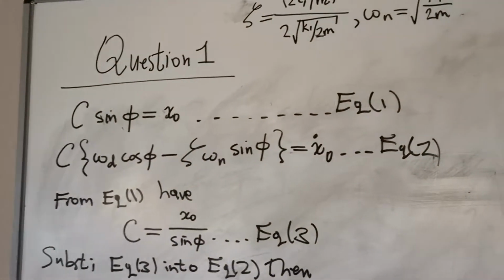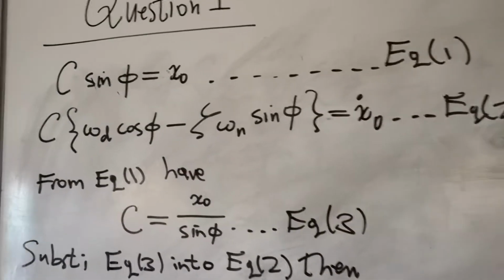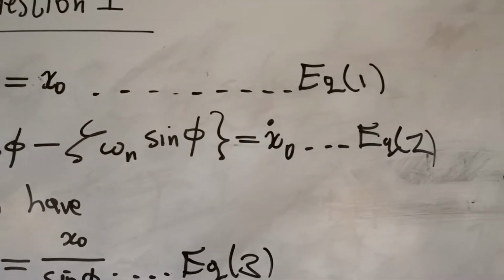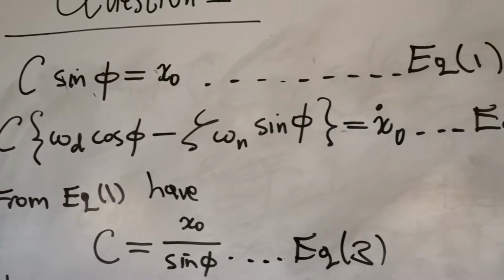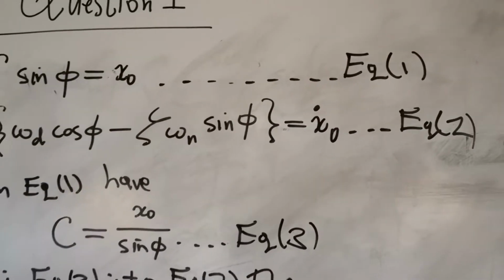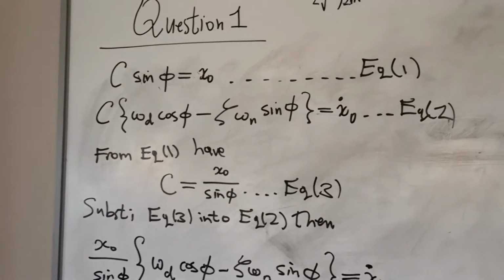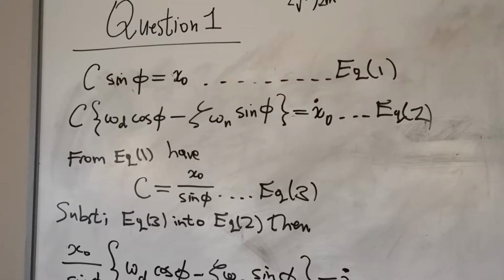Okay, we're going to do the last part of question 1. Previously in the video we had equation 1 and equation 2, and we want to solve for c and phi in terms of x0 and x dot 0. We've already got that. So just solve the equations simultaneously.